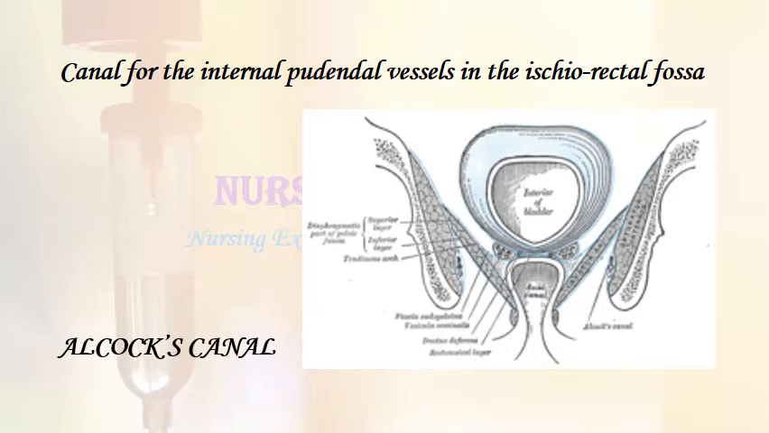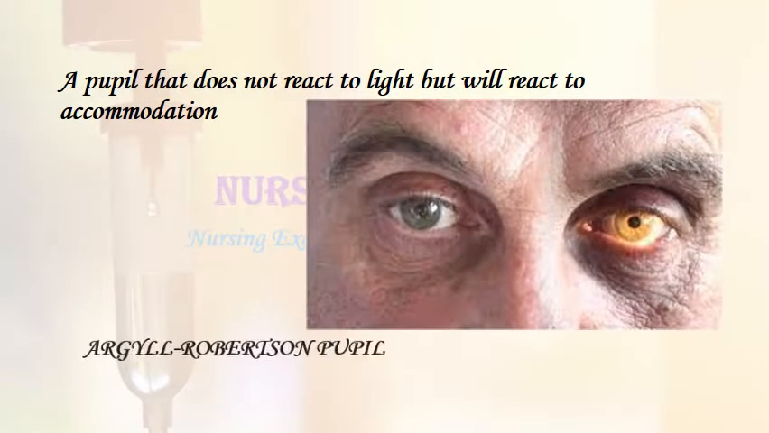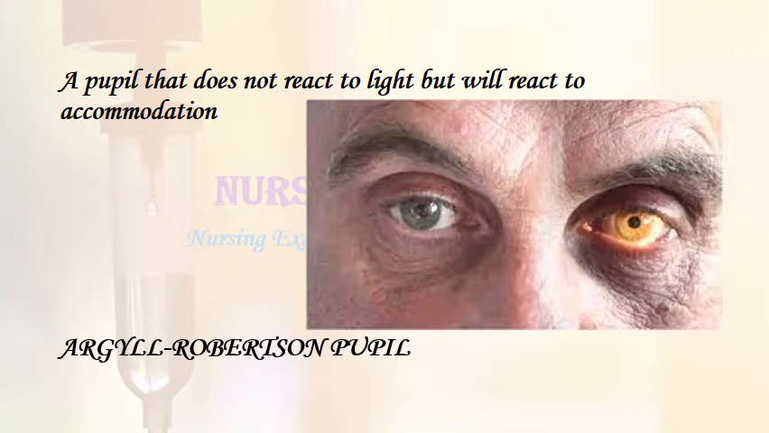Canal for the internal pudendal vessels in the ischiorectal fossa: Alcock's canal. A pupil that does not react to light but will react to accommodation: Argyll Robertson pupil.